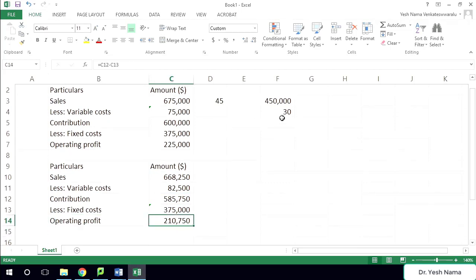Operating profit, contribution minus fixed cost, 210,750. So would you like to decrease the selling price? No, because this will lead to a decrease in the operating profit.